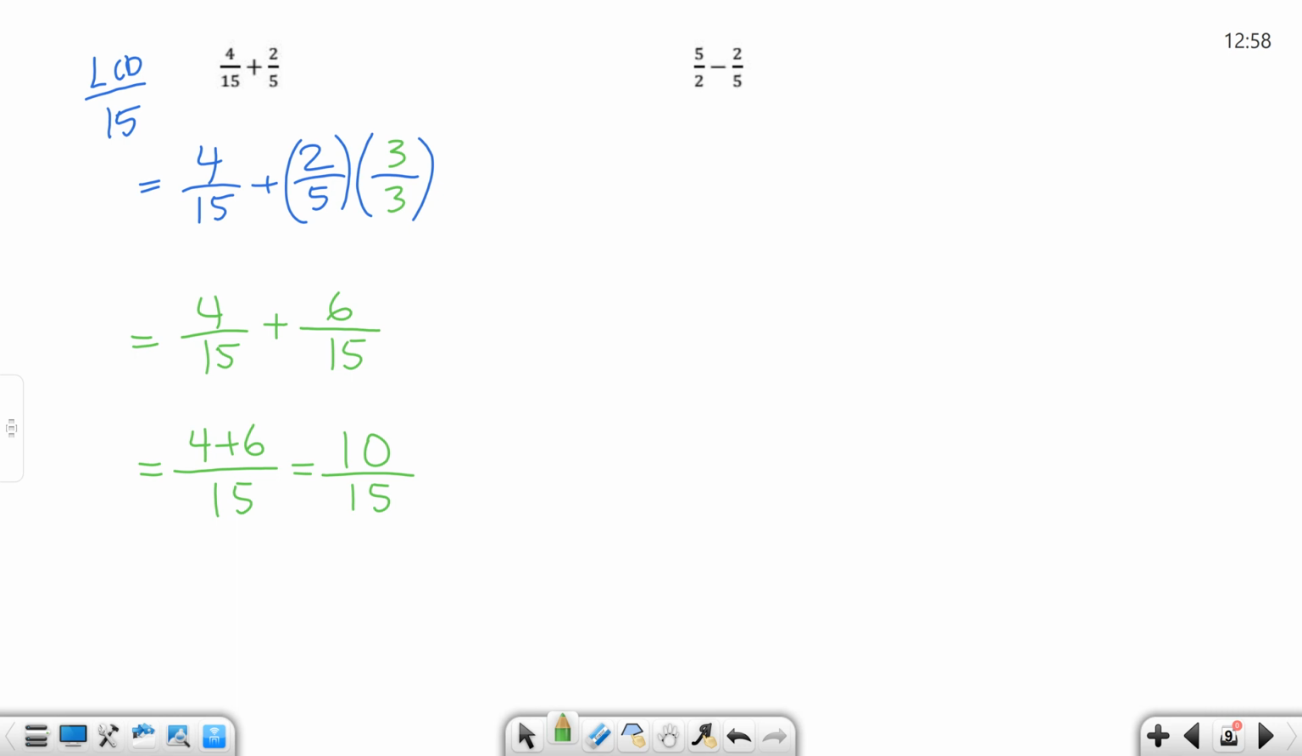Am I done? No, I'm not done. Why am I not done? Because 10 and 15 have something in common. They have what in common? A 5, right? So this 5 goes into 10 twice, and 5 goes into 15, what, 3 times? So this becomes 2/3. Now, again, if we did this properly, 10 over 15 equals 2 times 5 over 3 times 5, and the 5's cross out, divide out, and you get 2/3.